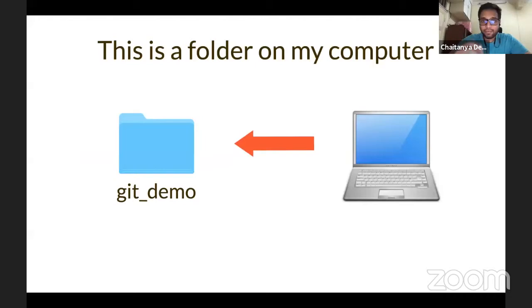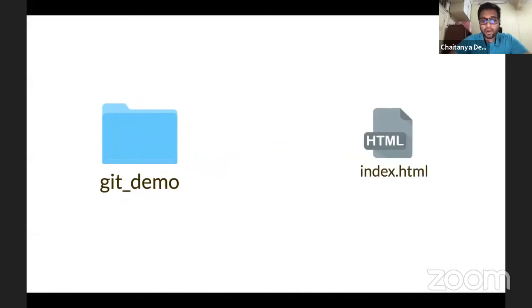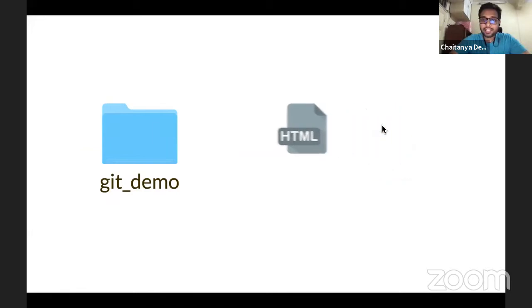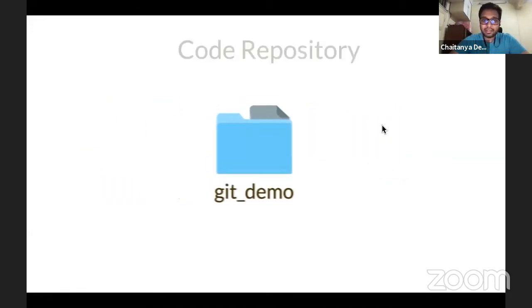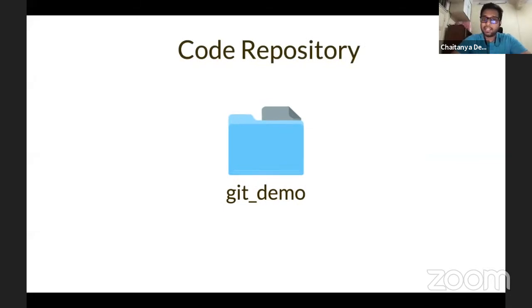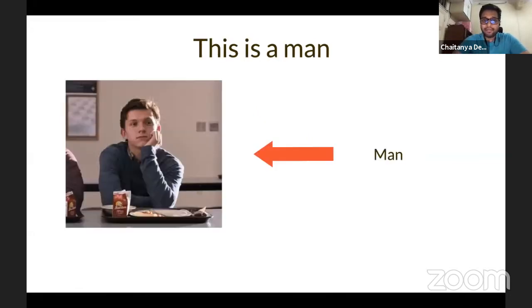And this is a folder on my computer, which I've named git_demo. Now what I want to do is move this file index.html into this folder. And when I do that, what I essentially get is a code repository. All I've done is moved an HTML file into a folder. And now I have a code repository.